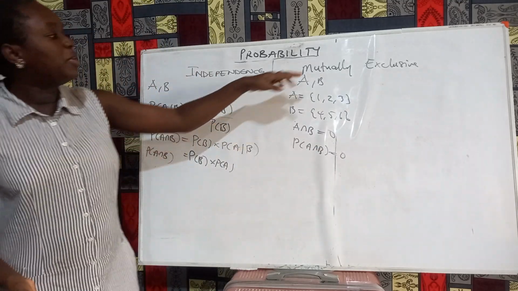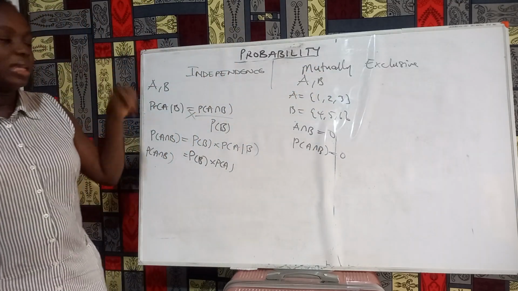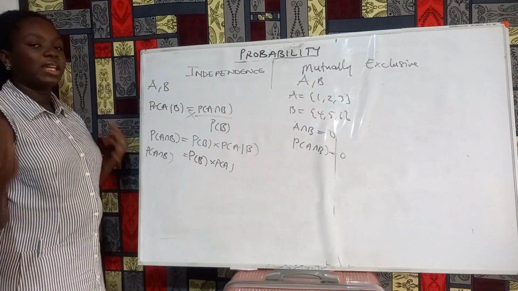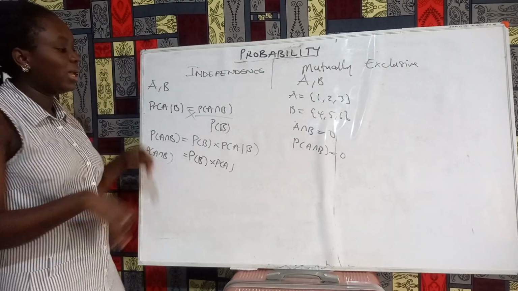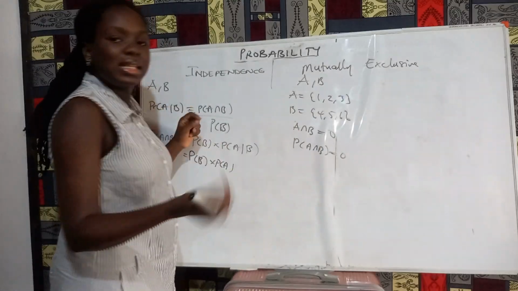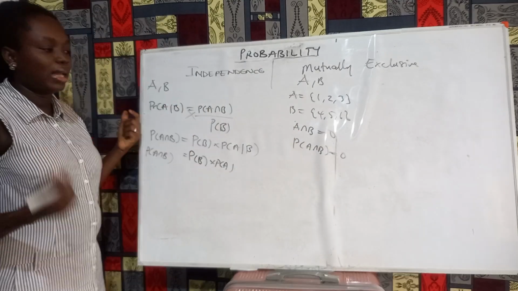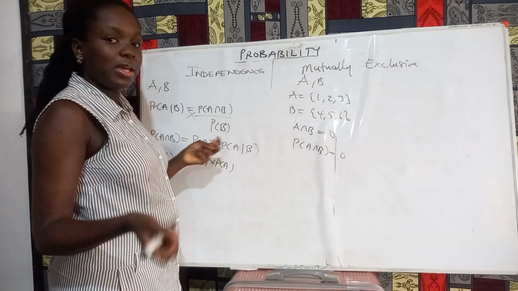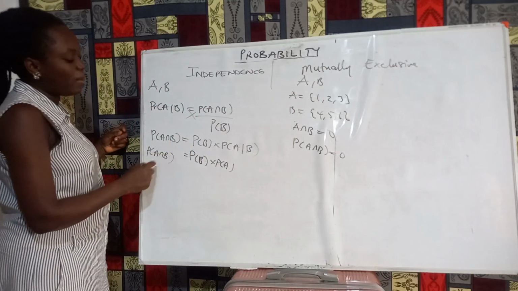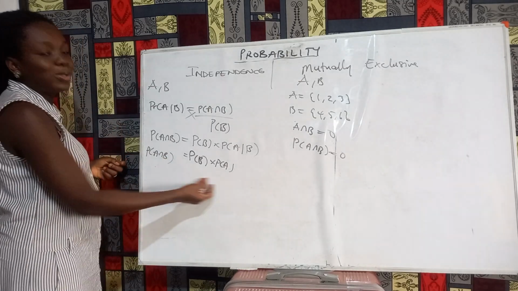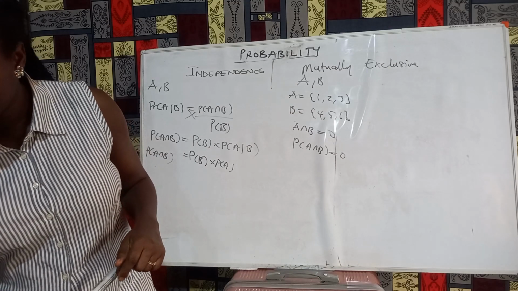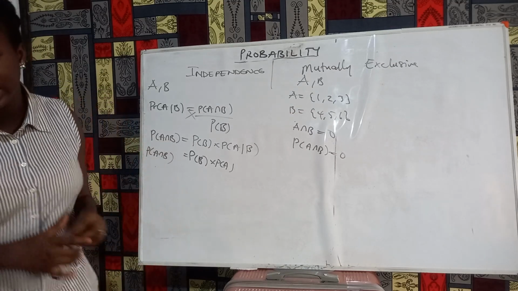So mutually exclusive is different from independence. Independence establishes that the occurrence of one event doesn't affect the occurrence of the other event in any way. But mutually exclusive states that these two events share no common elements. So under mutually exclusive, the probability of the intersection of these two events is 0. But under independence, the probability of the intersection is not equal to 0. It's equal to something. So this brings us to the end of our lesson on probability.